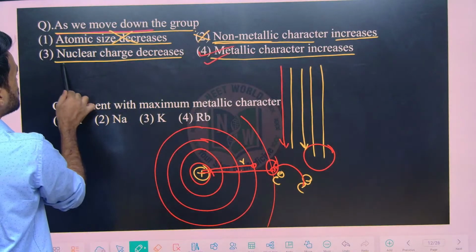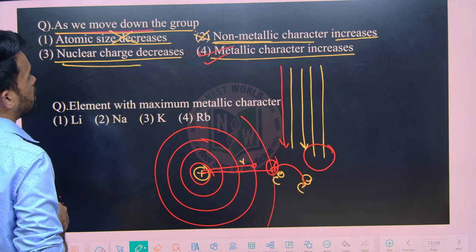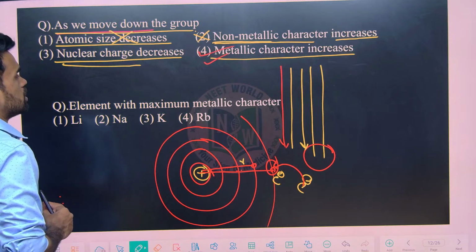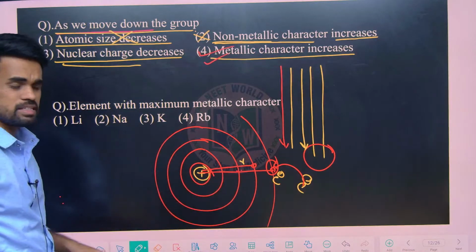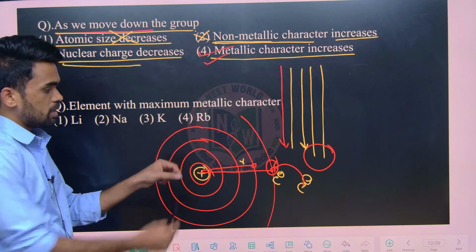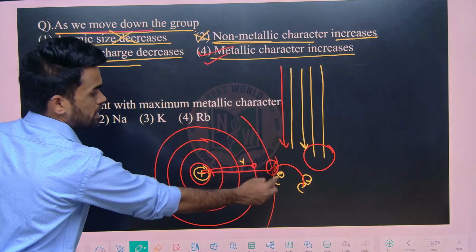Now look at this: nuclear charge decreases. You can consider the effective nuclear charge on the outer electron as decreasing because the size is increasing. Here the nuclear charge increases, but what happens to the pull on this electron? On the electron it decreases.